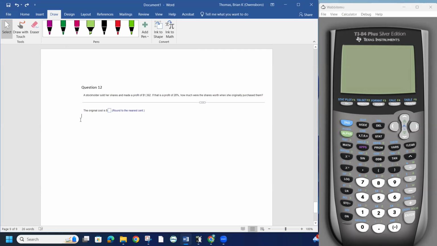So as we look at percents, looking at question 12, again, percents have a lot to do with financing. A stockholder sold her shares and made a profit of $1,392. If that is a profit of 26%, how much were her shares when she originally purchased them? Essentially, since we're looking for the original amount, we're looking for the base amount.